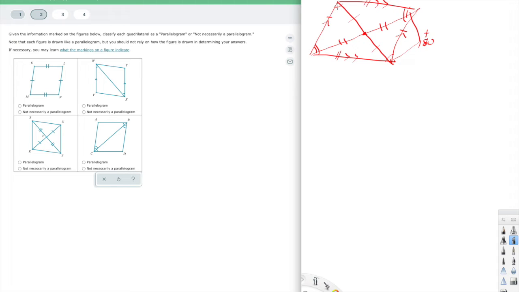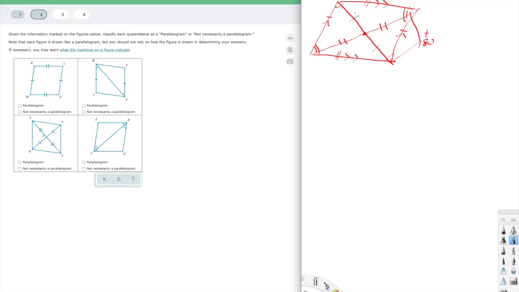So let's see, that's 1, 2, I'm trying to think, did I miss one? Opposite sides, opposite angles, diagonals, supplementary. Which one did I miss there?